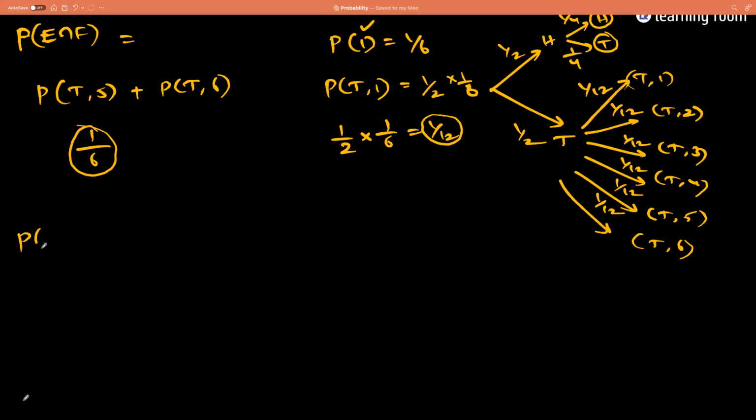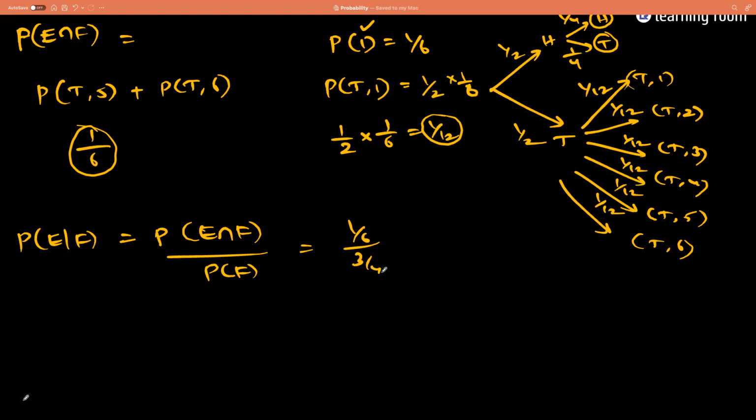Okay. So probability of E given F is equal to probability of E intersection F divided by probability of F. What is the intersection F? 1 by 6. And what is the probability of F? It is 3 by 4. So this cancels 3 times. This is 2 times. So answer should actually be 2 by 9, not 2 by 7.